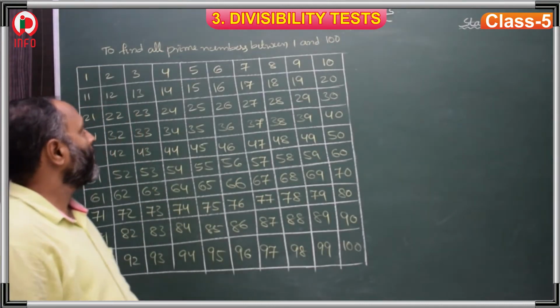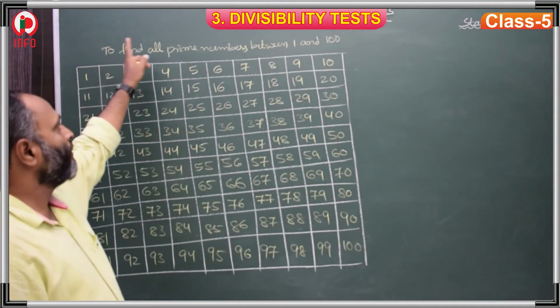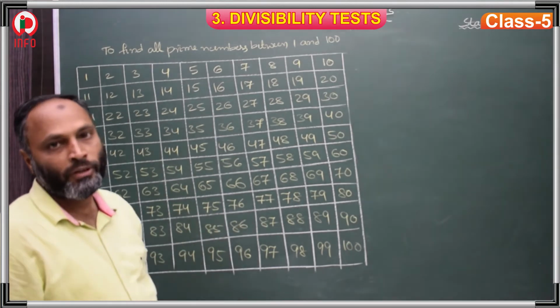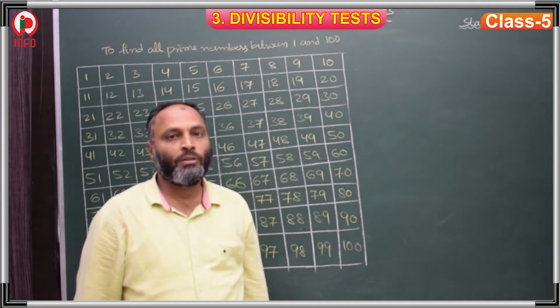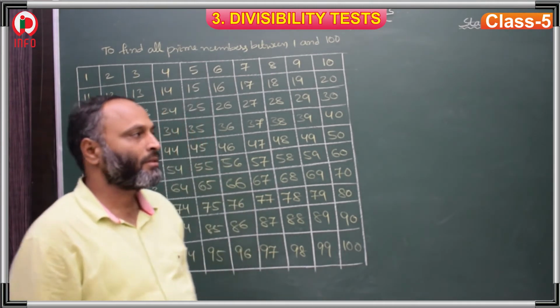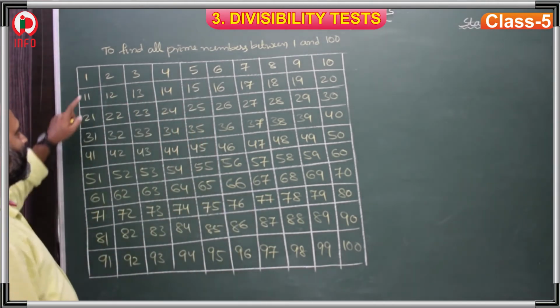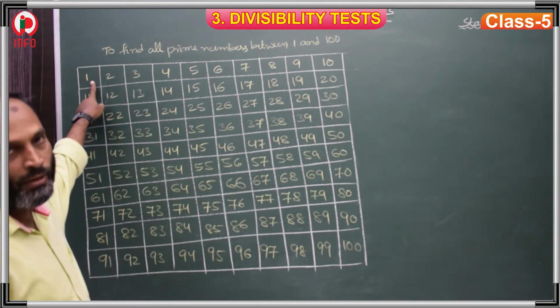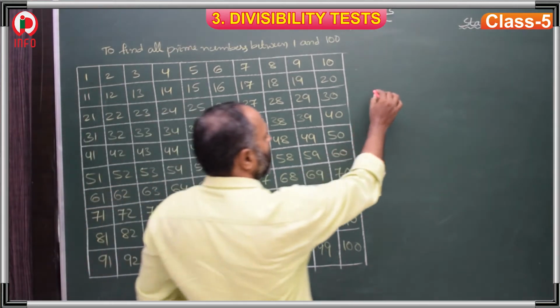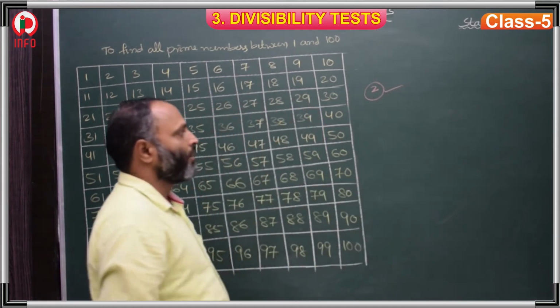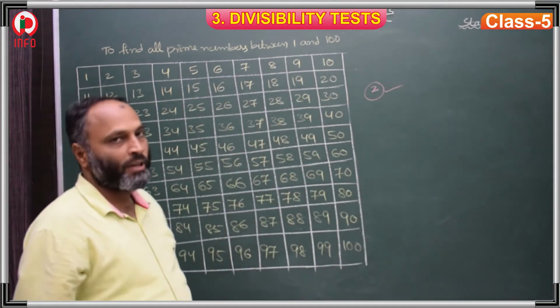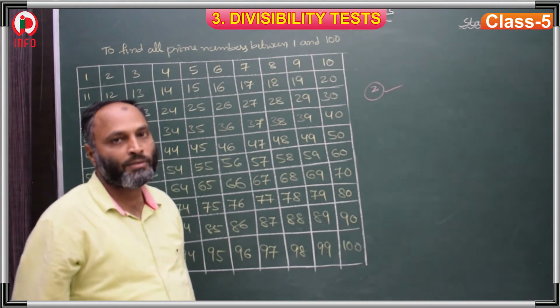Now our next topic is to find all prime numbers between 1 to 100. How to find all prime numbers? First leave 1, don't take it, and first we take the 2 table. Whatever numbers come in the 2 table, we have to cross them first.